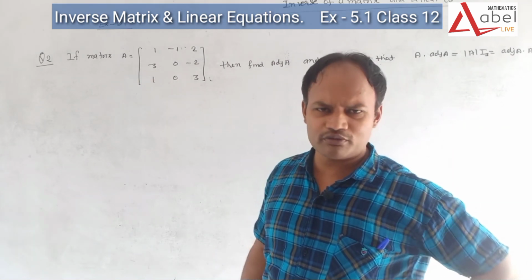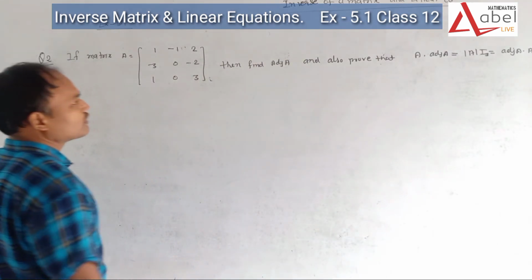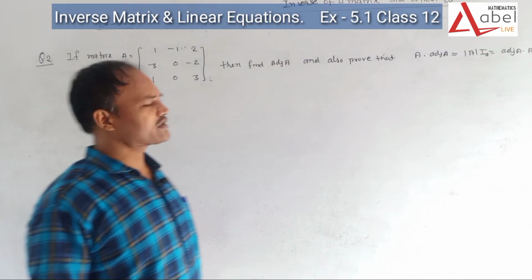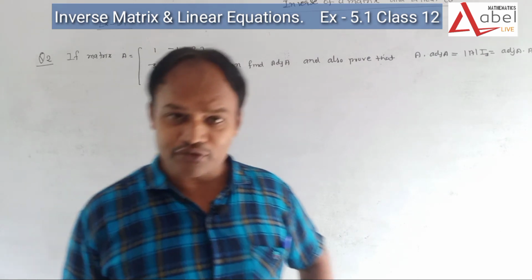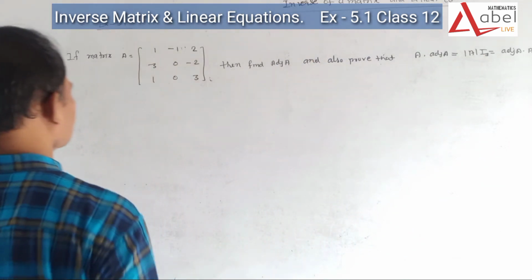Okay, so it's not a problem for us. Okay, so let's solve this question. Firstly, when we are talking about the adjoint of A, we have to find the adjoint of A. Firstly, we have to find the cofactors of the matrix. So how can we find the cofactors of a matrix?